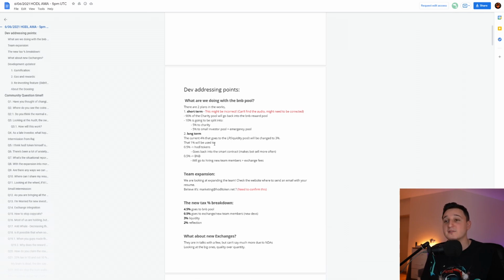Long term, the current 4% that goes to the liquidity pool will be changed to 3%. That 1% will be used as 0.5% HODL tokens that go back into the smart contract, which makes the bot sell more often, and 0.5% in BNB will go to hiring new team members plus exchange fees.